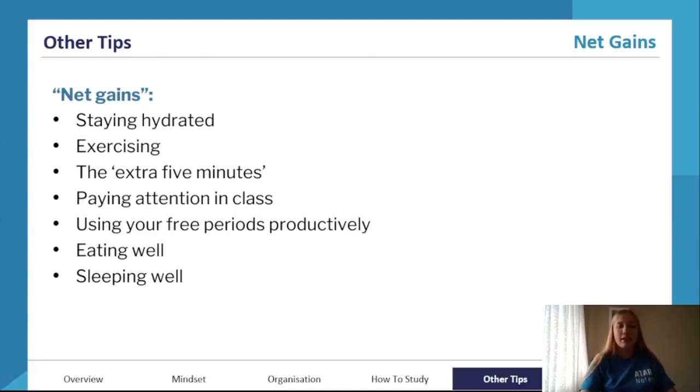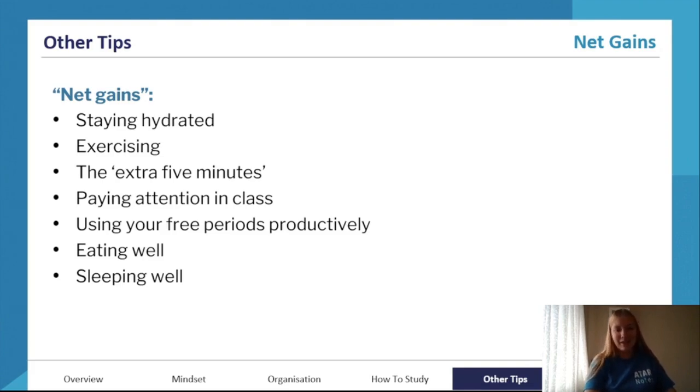Paying attention in class is super important. This is also where you have that amazing opportunity to ask questions if you don't understand something, but you can save a lot more time studying at home if you just use your time to study in class. Use free periods productively, especially your empty study periods you may have in year 12. You are at school anyway, so do it.